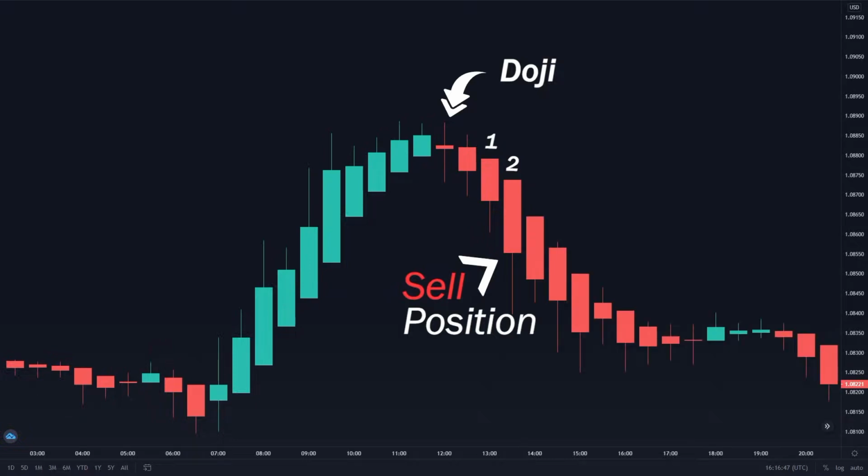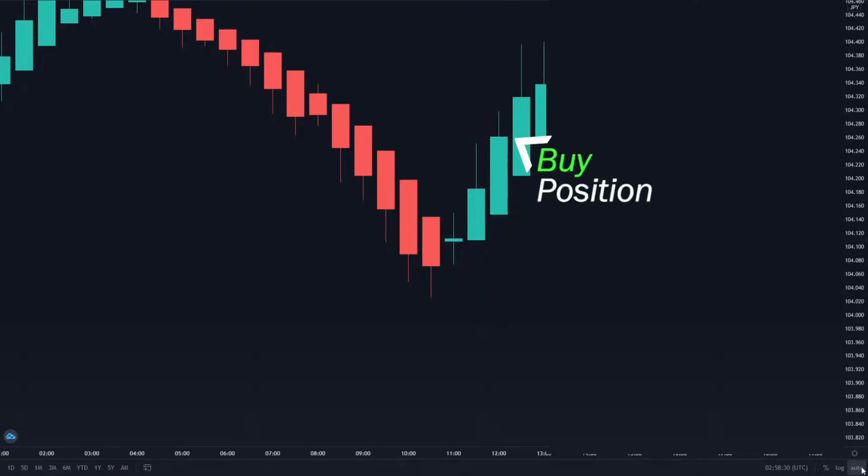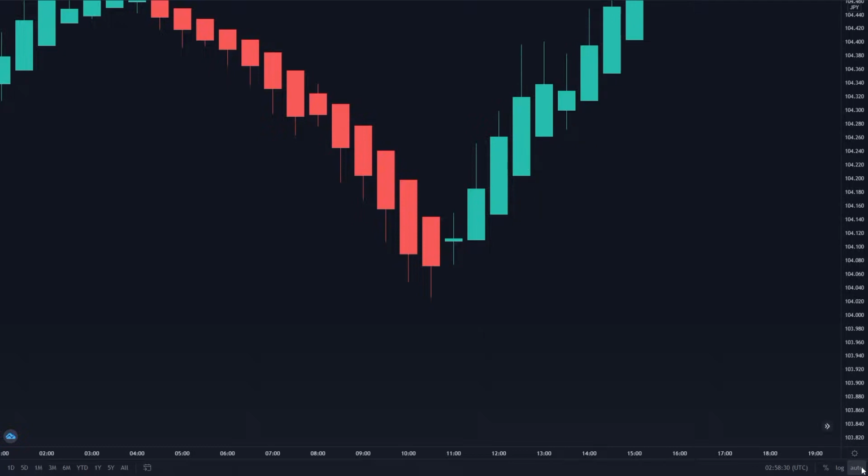So let's look at another example. Here, you can see the price is on a clear downtrend and a doji candle appears. Next, you can see 2 huge candles with one shadow that are in the opposite color of the trend. In this case, green candles. So this will be our entry signal to take a buy position. So that's how you use the Heiken Ashi candles to detect reversals.